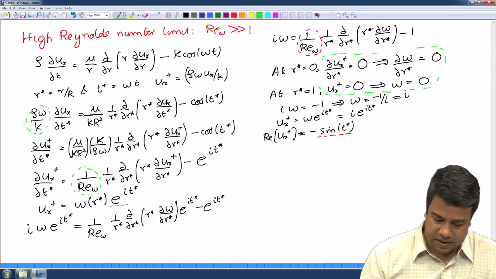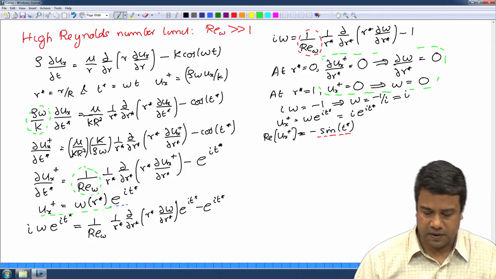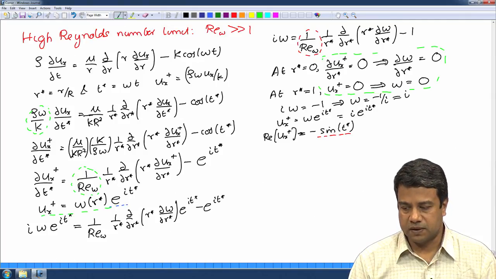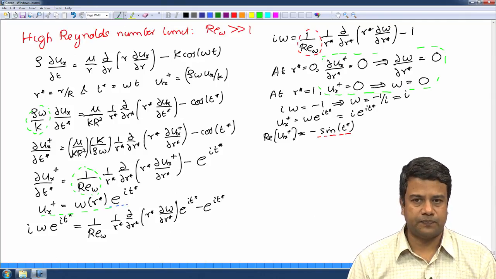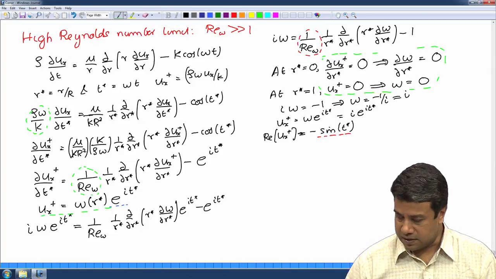And we use the same substitution, a function of r times e power i omega t, substitute into the equation and then try to solve it. That was where we were in the last lecture.